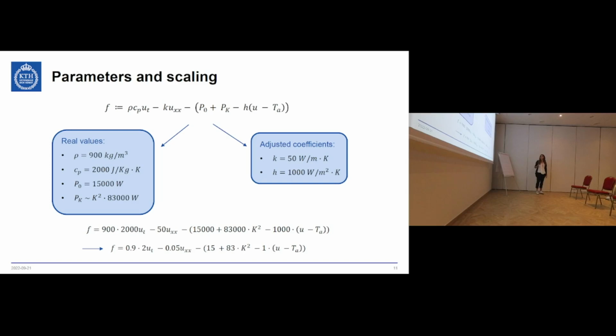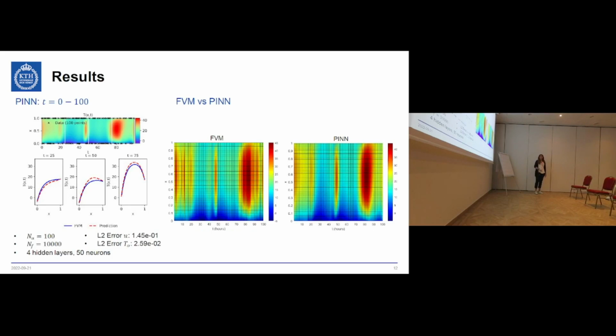And then I scaled the data. I scaled each parameter by a factor of 1,000, because otherwise the optimizer was going crazy and was not able to see the performance very well. So the results.